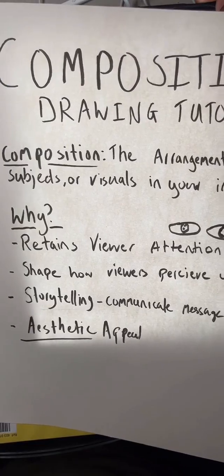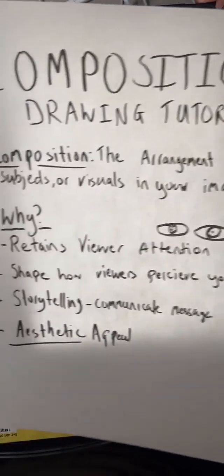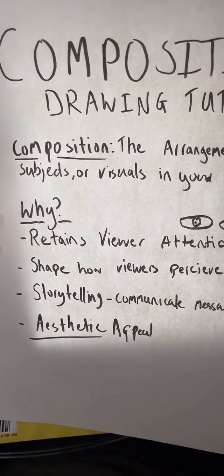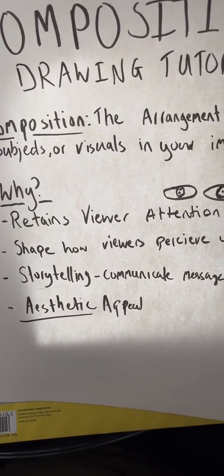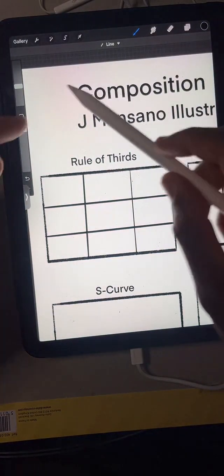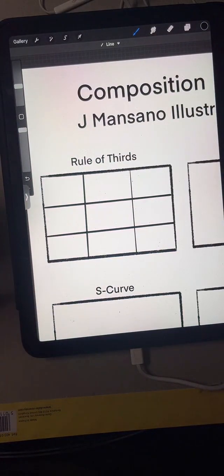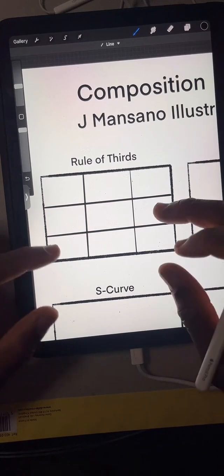It can shape how the viewers perceive your work as well. Yeah, storytelling and communicate a message. So these are all ways, and aesthetics as well. So these are all great ways that you can use composition to keep people engaged in your work and boost the narrative of your work.